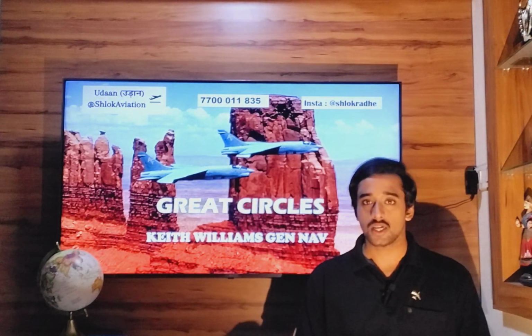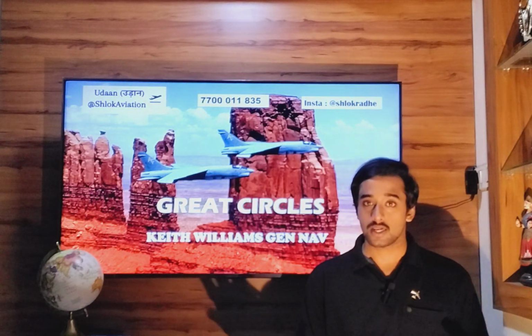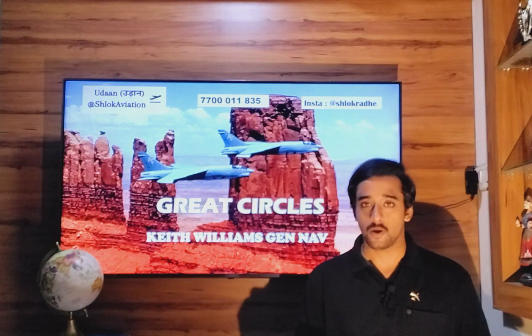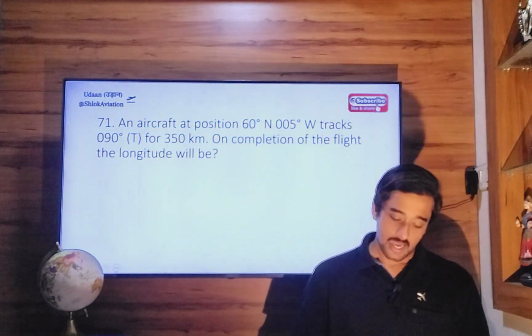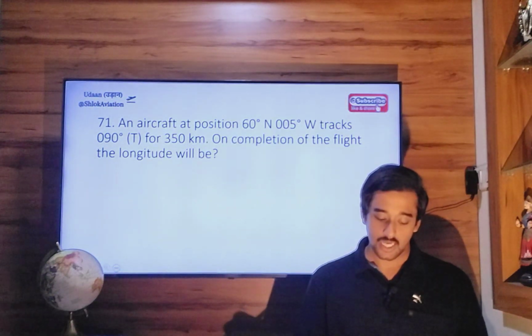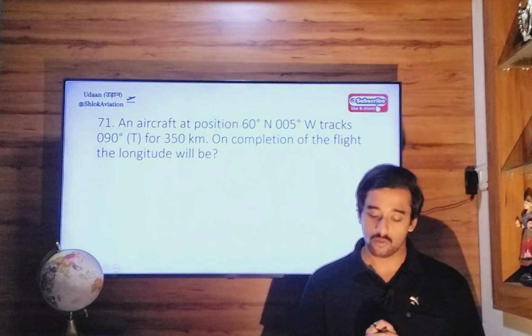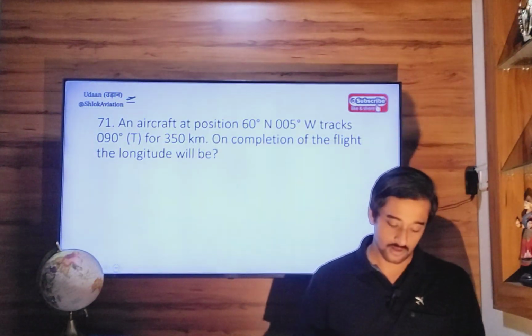In this video lecture, we are going to solve further 10 questions from Great Circle chapters in Dell's General Navigation book. So let's begin with question number 71. Aircraft is at position 60° north, 5° west. It tracks 090, that means easterly direction, for 350 kilometers. On completion of the flight, what will be its destination?